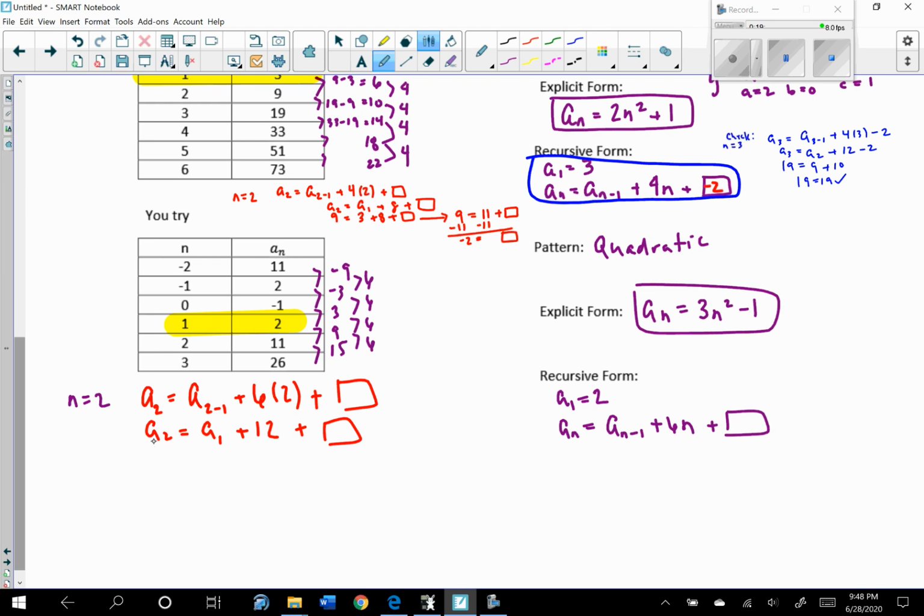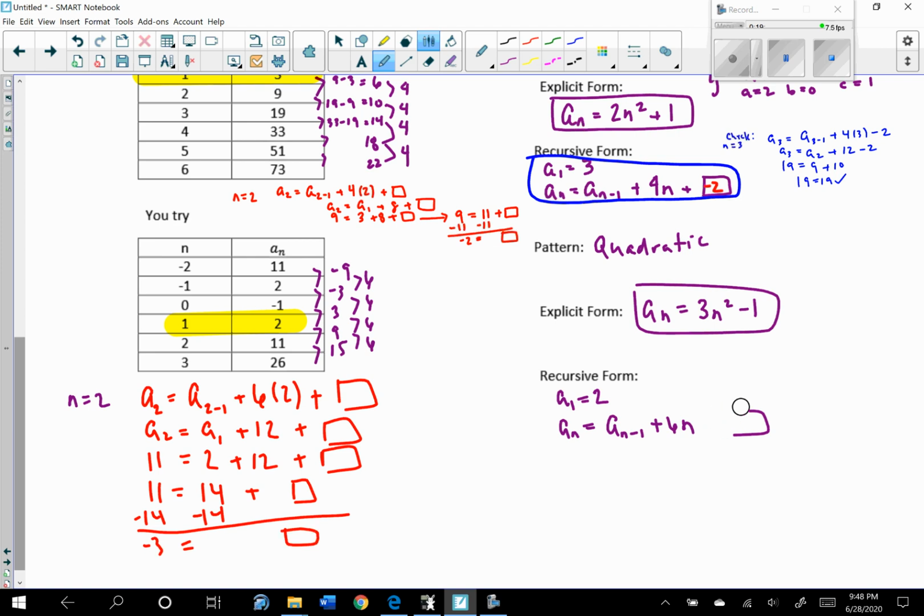So the second term from my table, I get 11. So I'm just taking that a sub 2 out and plugging 11 in because I know they're equal. A sub 1 from my table and from what we wrote over here is equal to 2. And so we have 11 equals 14 plus something. Subtract the 14. And we get negative 3 is equal to that something. So that means over here that something is minus 3.